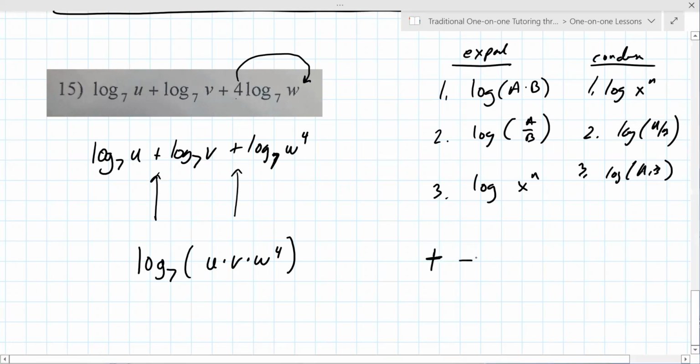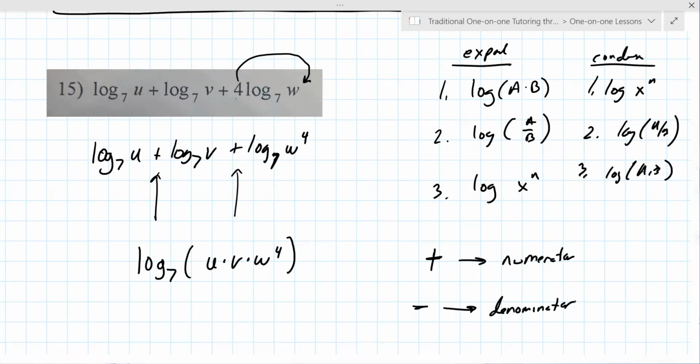Addition means it goes in the numerator in general. And if it's subtraction, it goes into the denominator. We'll maybe see that in an upcoming problem here. Since they all share a log base 7, you take that out and put it in front, and then the remaining things are in the parentheses.